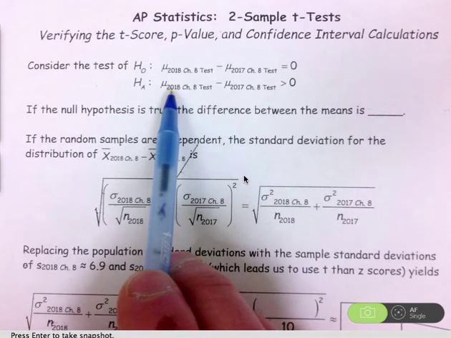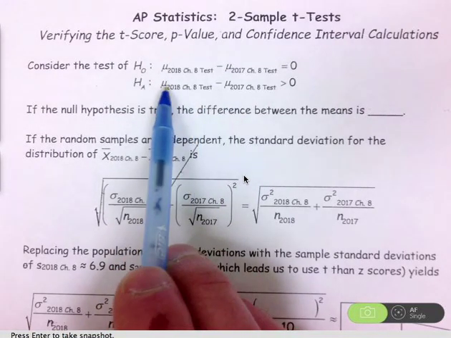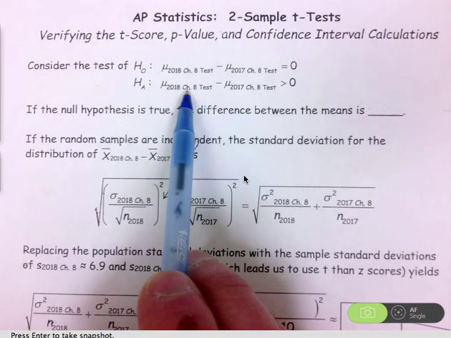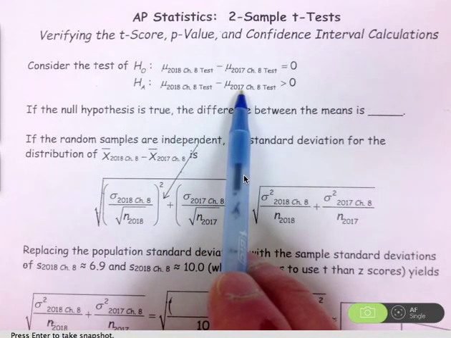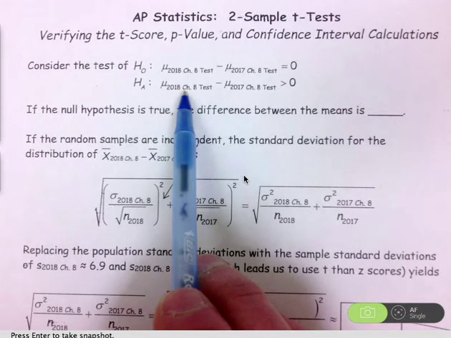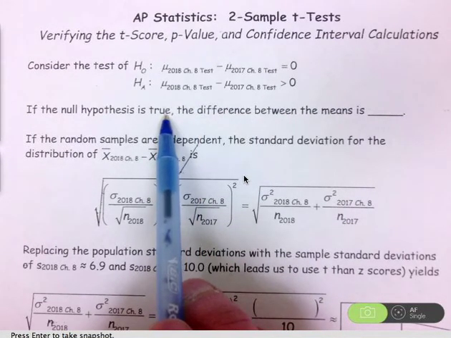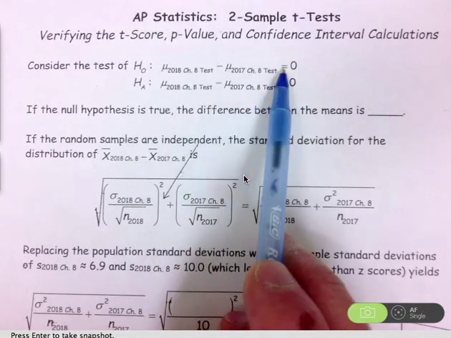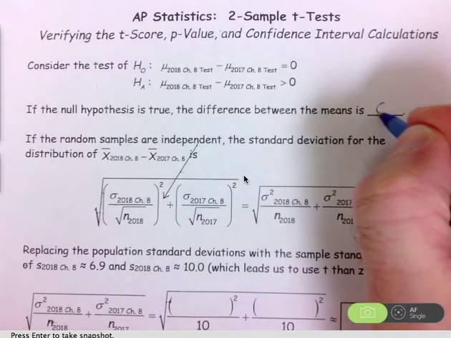We're looking for evidence that the difference between the mean from the 2018 Chapter 8 test and the 2017 Chapter 8 test is positive, suggesting that students are doing better in 2018. Well, the null hypothesis, if it's true, the real difference between the means would be 0.